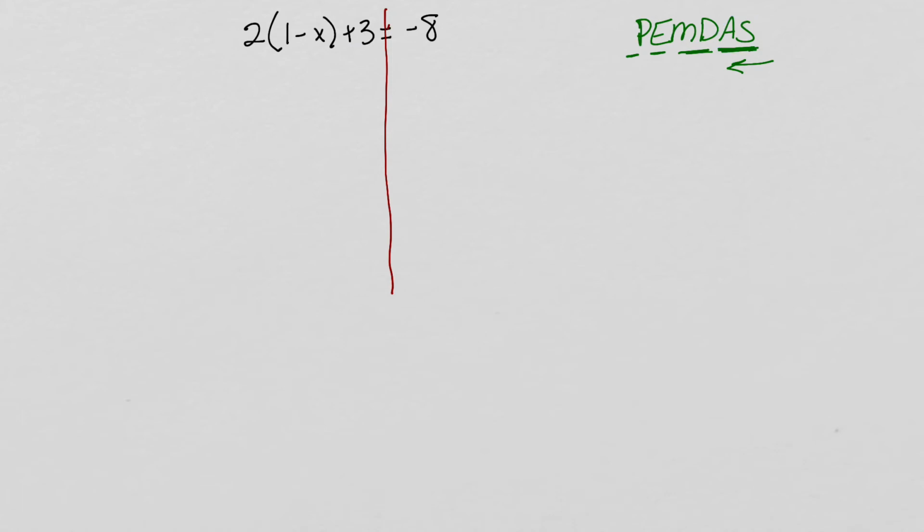So this is plus 3. The inverse of that is minus 3 to both sides. Okay, then my equation ends up being 2 times (1 minus x). The 3's add up to 0, and it now equals negative 11. Okay, well, we did the add, subtract over here. Now I need to do multiply or divide.